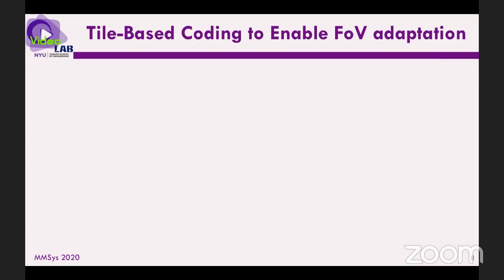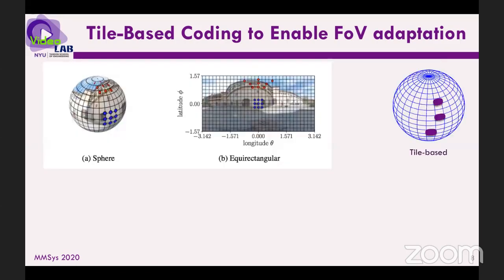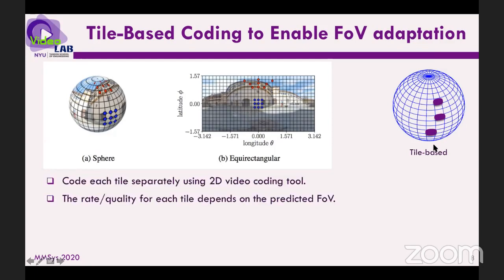By using tile-based coding. As shown here, the spherical surface is represented as a rectangular frame in ERP. With tile coding, we divide the entire rectangle into many small tiles, and the tiles would appear like this on the sphere. And we will code each tile separately using 2D video coding tools. This way, depending on the predicted FOV, we can control the rate or quality of each tile and send only those tiles that are within the predicted FOV.